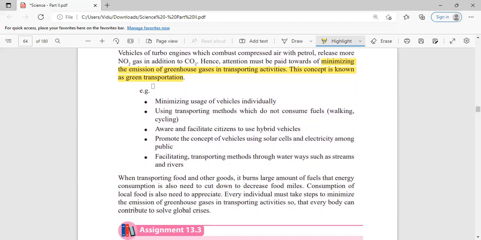For minimizing the emission of greenhouse gases, methods are given below. Minimizing usage of vehicles individually. Using transporting methods which do not consume fuels, such as walking and cycling. Make citizens aware of and facilitate them to use hybrid vehicles. Promote the concept of vehicles using solar cells and electricity among the public. Promote transporting methods through waterways such as streams and rivers.